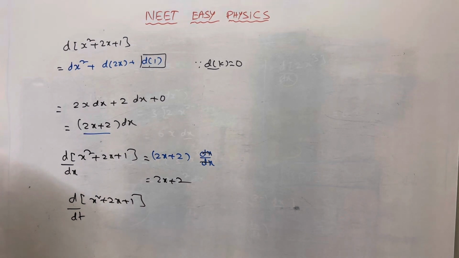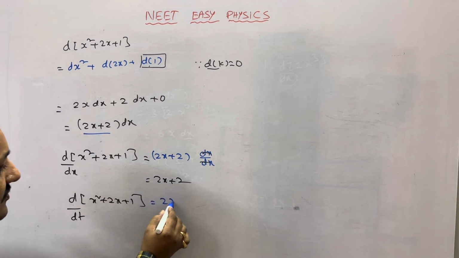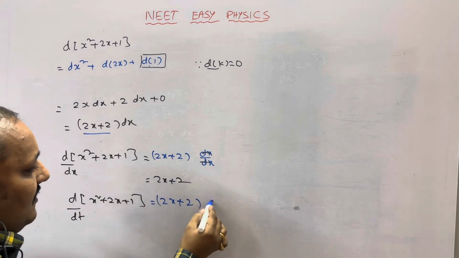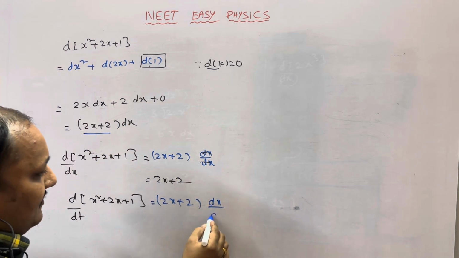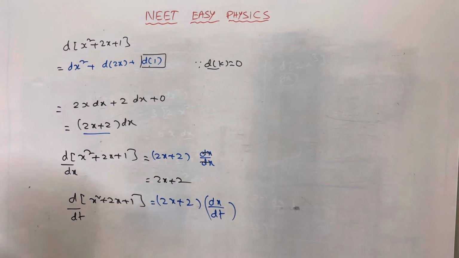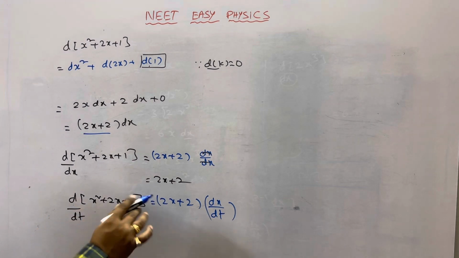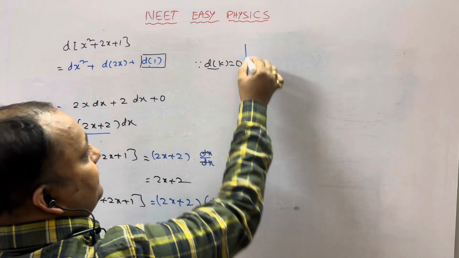Now the derivative of x square plus 2x plus 1 I am taking only with respect to t, with respect to time. At that time 2x plus 2, what will you get? The dx is the same, and the denominator is dt, so dx by dt. Like this we are going to get.